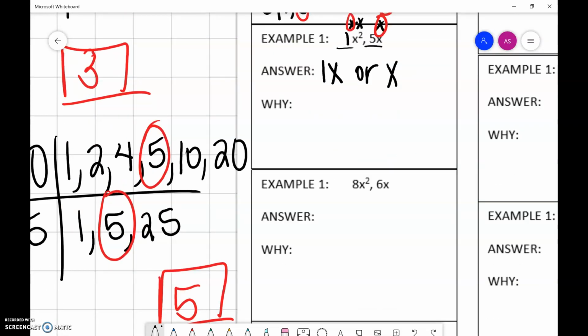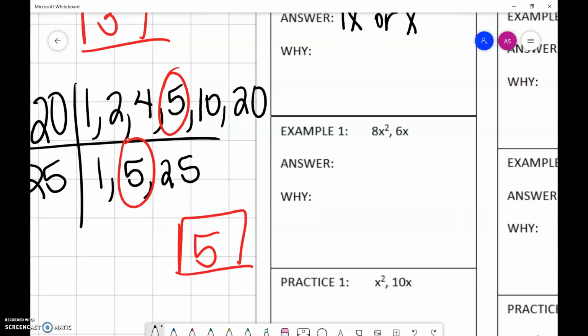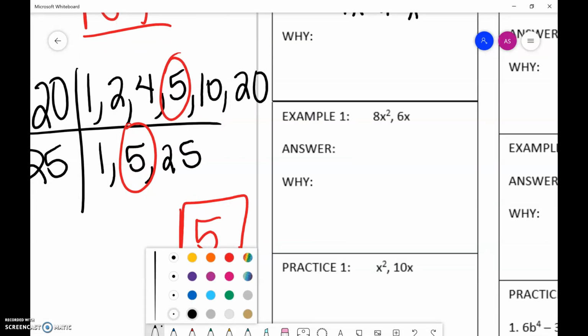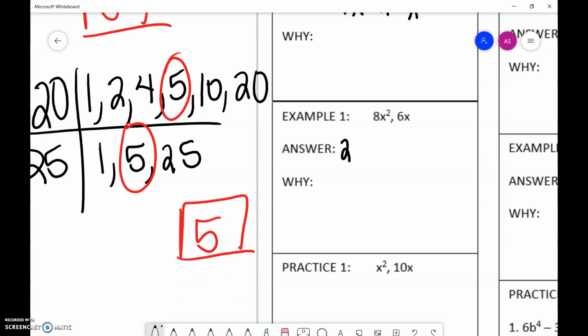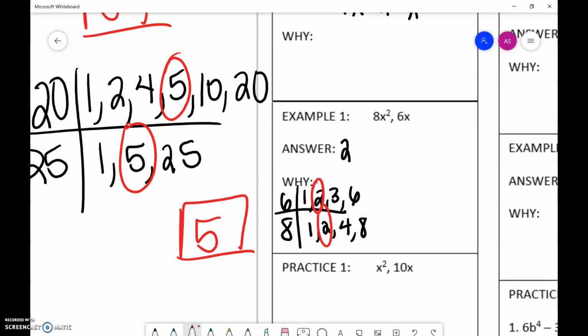All right. My next one here, we have 8x squared and 6x. So if I look at just 8 and 6, my GCF between those numbers would be 2. Okay, if I actually needed to draw that out, my factors of 6 will be 1, 2, 3, and 6. And my factors of 8 will be 1, 2, 4, and 8. So my highest number that they have in common is 2. So 2 will be my GCF.